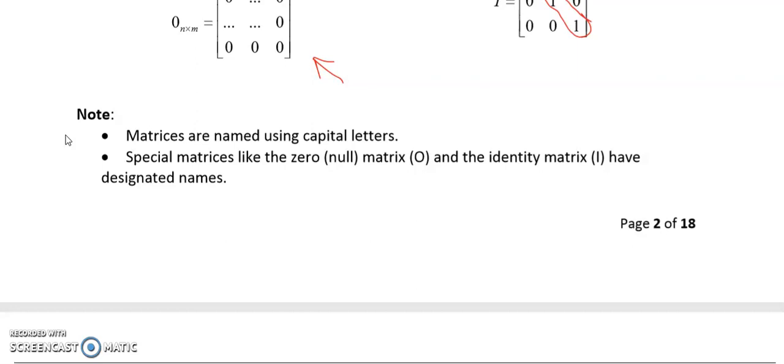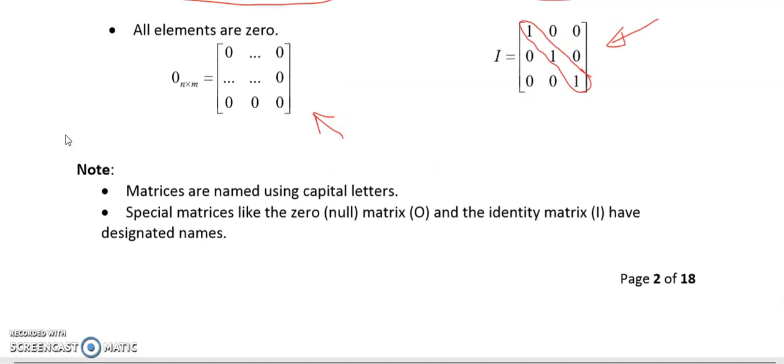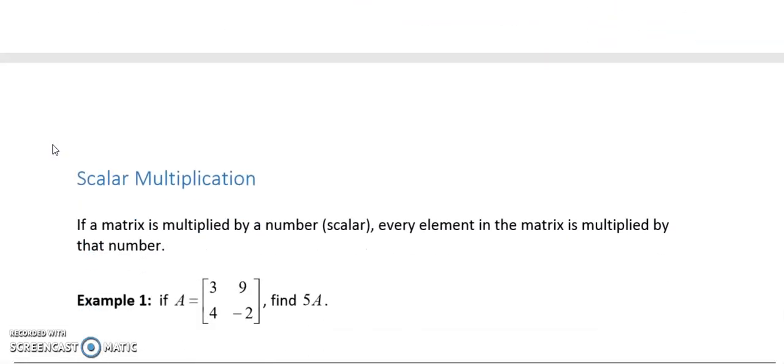And as another note, matrices are named using capital letters. The null matrix is referred to by the capital letter O, and the identity matrix is referred to by the capital letter I. All right, so that's called the identity matrix. You're going to see that again before this is over.